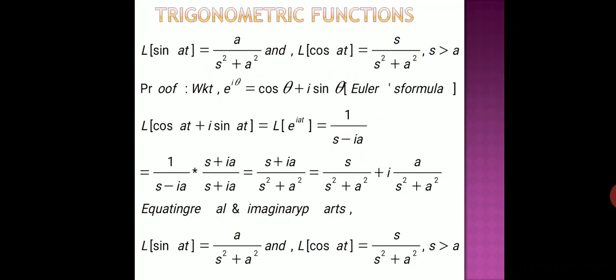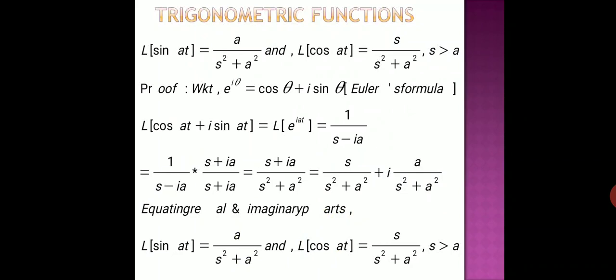Proof: we know that e power i theta, already we know this is the Euler formula, e power i theta is equal to cos theta plus i sin theta. Here we have to find the value of L of cos at plus i sin at. Just replace L of e power i theta, with theta replaced by at. L of cos at plus i sin at is equal to L of e power i at.